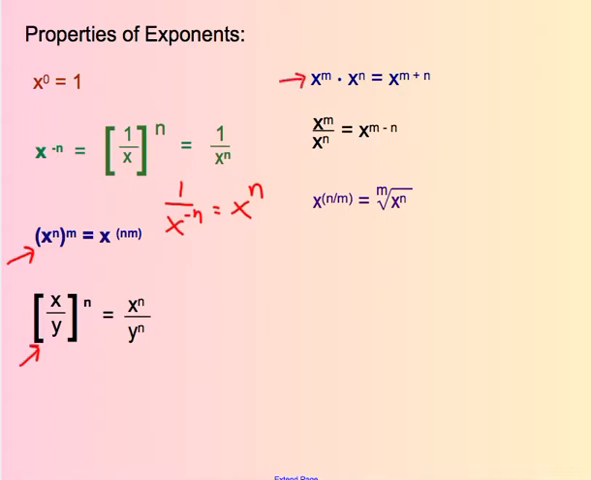Over here, we have a product of powers, which means you add the exponents. Quotient of powers means you subtract the exponents. And then finally, our rule for our rational exponents, converting it to radical form. The numerator becomes the power, x to the n. The denominator is your root, the nth root.